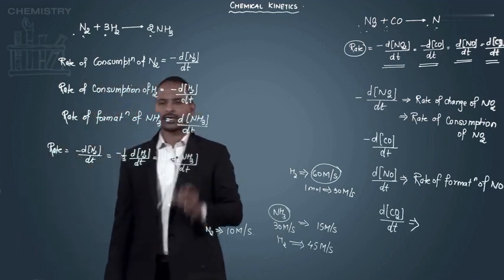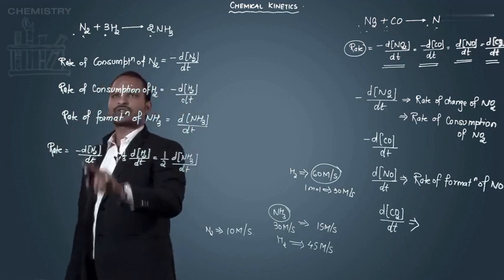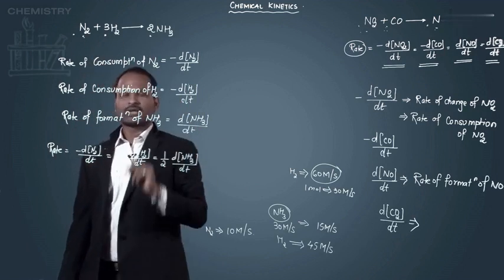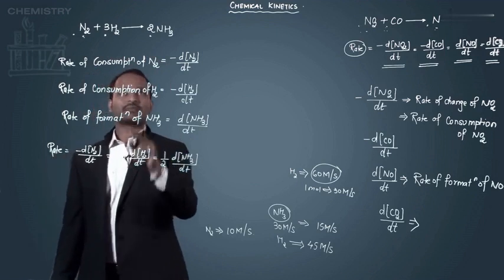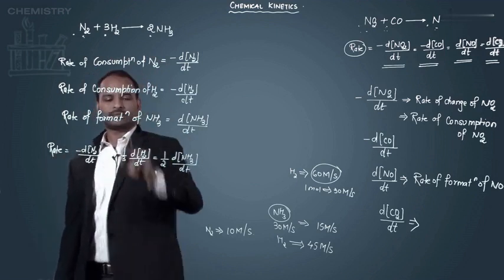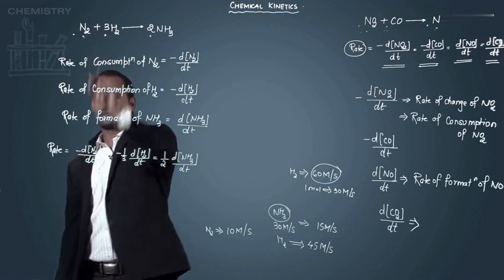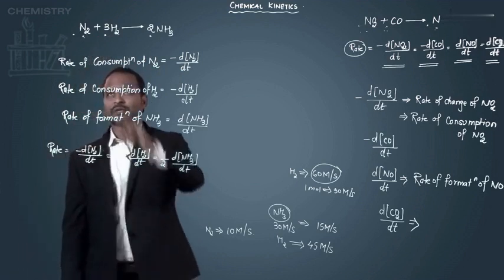So this is the way we can write the rate of reaction. Or in simple words, if you are writing the rate of reaction with different coefficients, then whatever the coefficients are, write that coefficient in the denominator, like 3 in the denominator, 2 in the denominator. If there is no coefficient, there is no denominator, meaning the coefficient is 1.